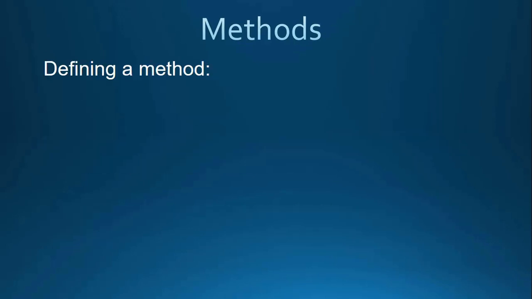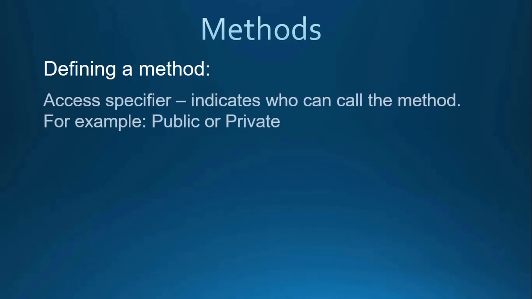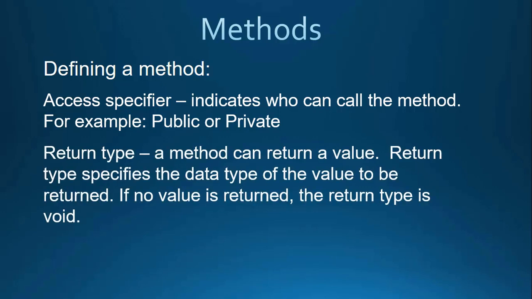To define a method, you need to have an access specifier. An access specifier indicates who can call the method. For example, you can either make it public or you can make it private. Another thing you will need is a return type. A method can return a value. Return type specifies the data type of the value to be returned. If no value is returned, the return type is void.